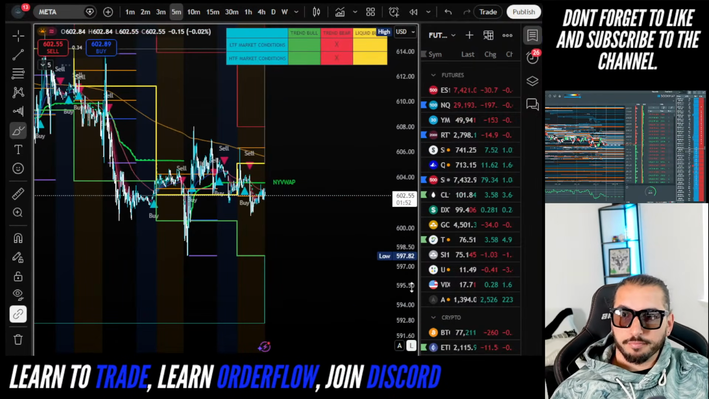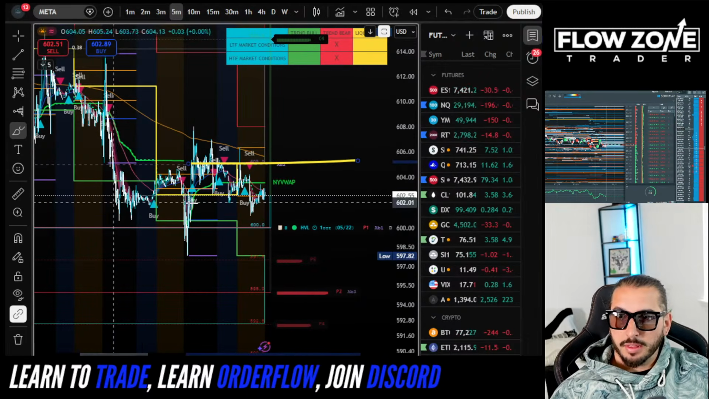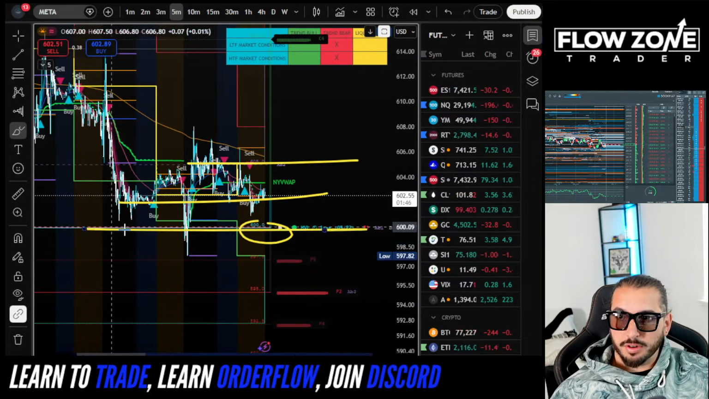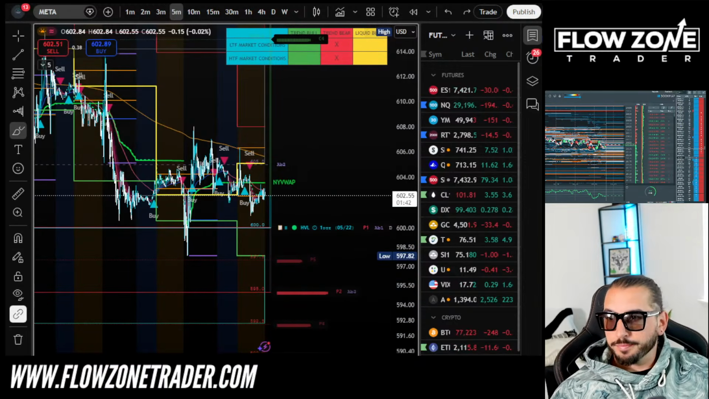Meta in a range here, but under PDC, slight gap down. There's your tight part of the range. 600 is what matters right now. If they lose that, it's in big trouble.